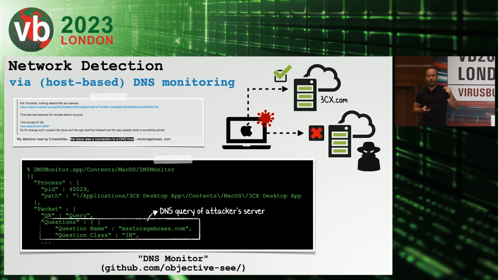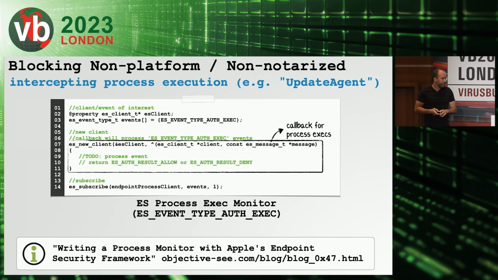And if you're doing network monitoring directly on the host, you can actually tie the DNS request back to the application that made it. So you could say, okay, 3CX's application is now talking to this command and control server in some strange foreign country, like red flag.